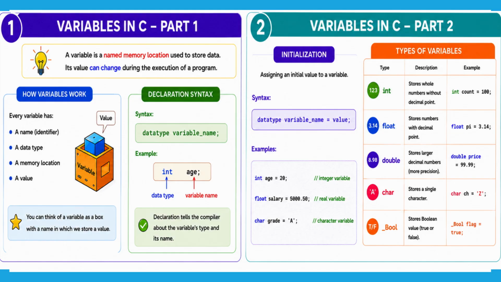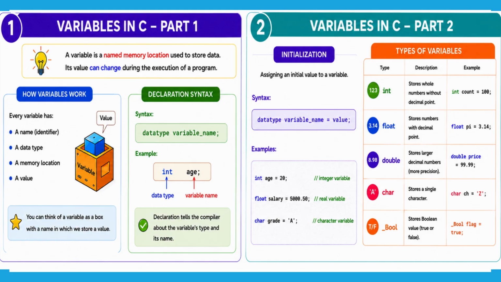This declaration tells the compiler about the variable's type and its name. See in part 2. Initialization means assigning an initial value to a variable. Syntax: int age = 20. Here, we assign the value 20 to the age variable.